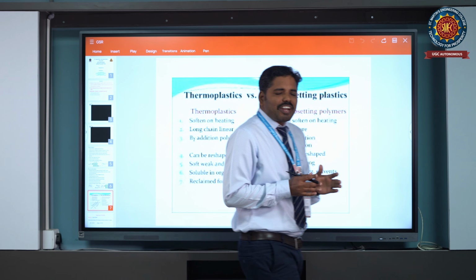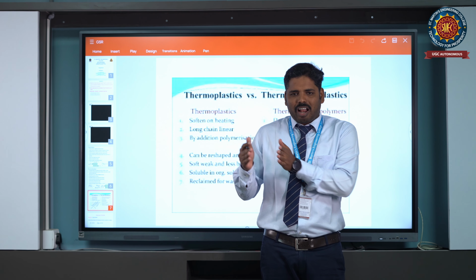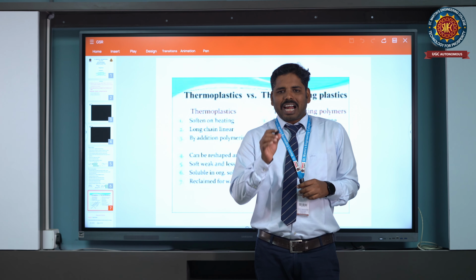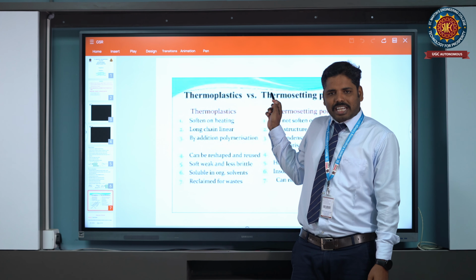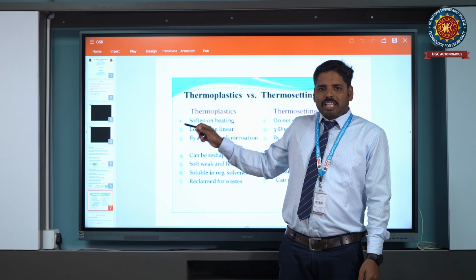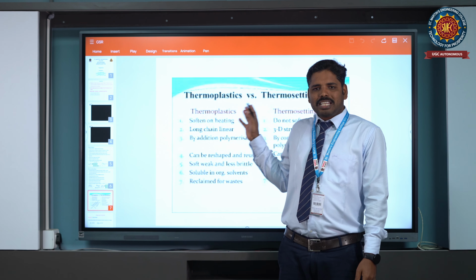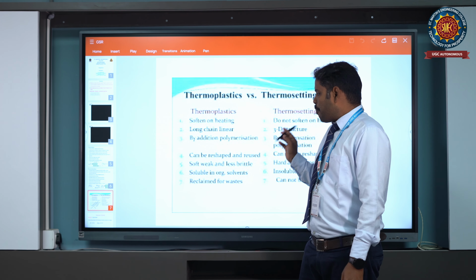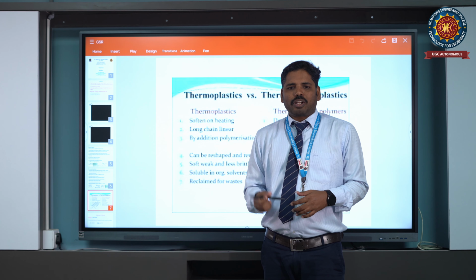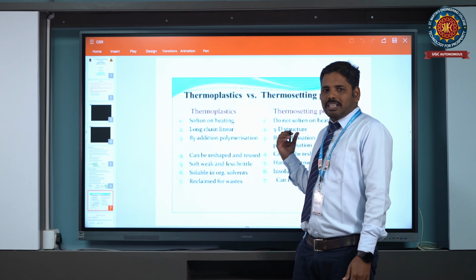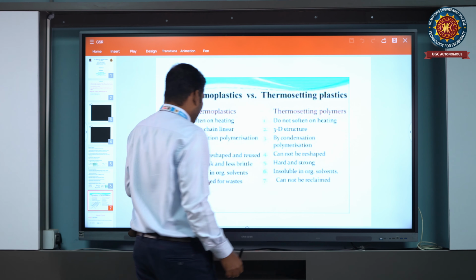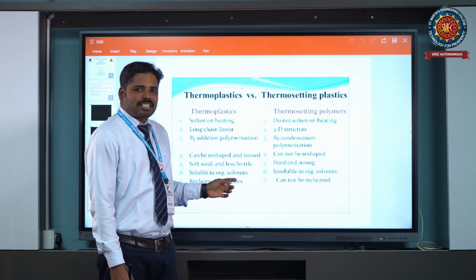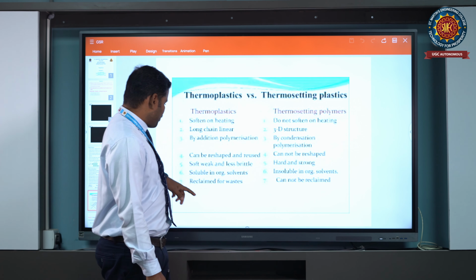Next one, what are the differences between thermoplastic and thermosetting polymers? Already I did the first point: thermoplastics are formed by addition polymerization, whereas thermosetting polymers are condensation polymers. Thermoplastic polymers are soluble in organic solvent, while thermosets are insoluble in organic solvent. Thermoplastics can be reshaped after cooling and heating; that is not possible here. Thermoplastics are soft and less brittle; thermosets are hard, strong and brittle.